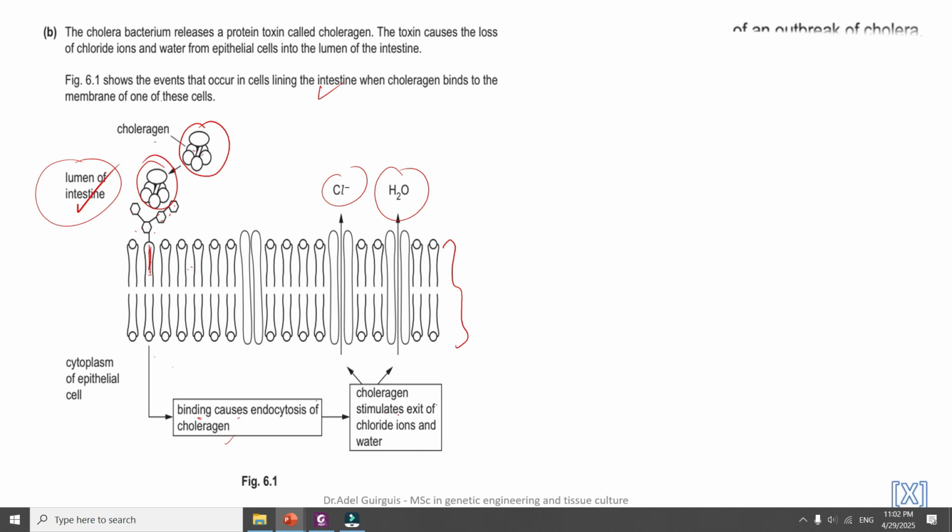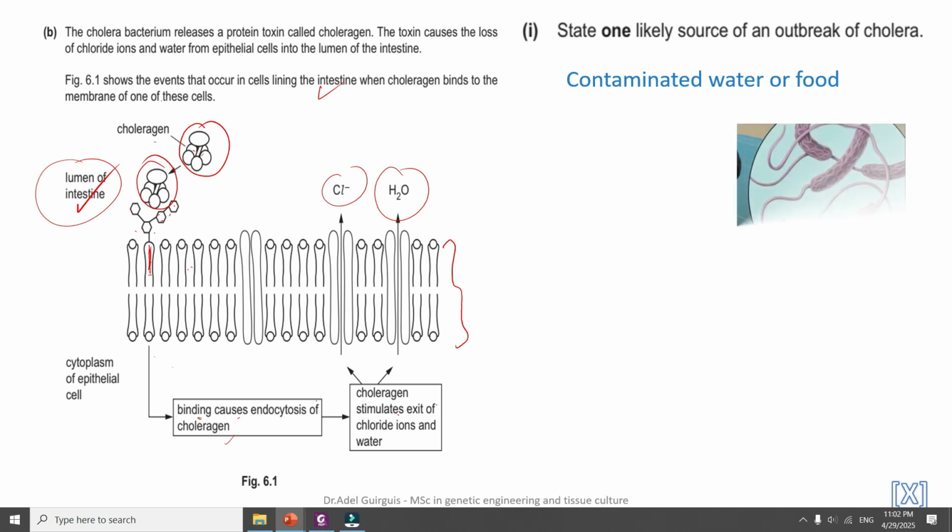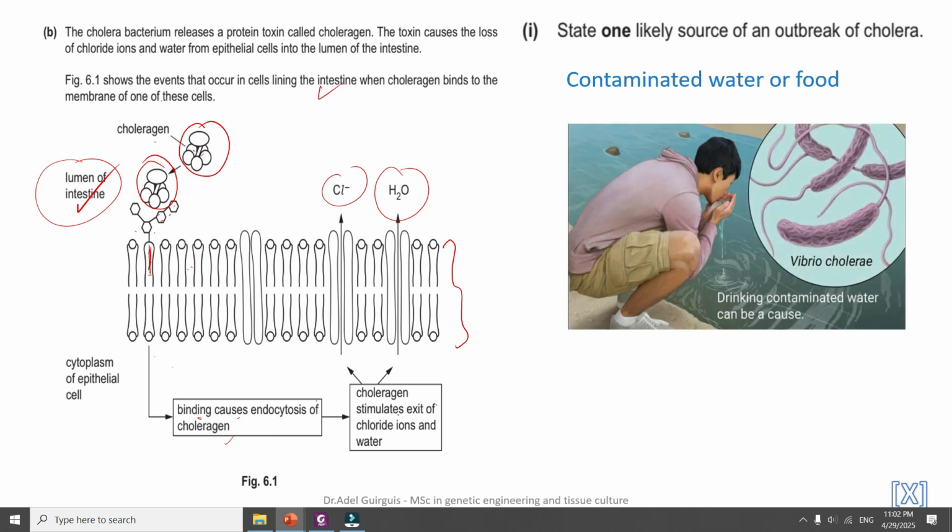Now the question: state one likely source of an outbreak of cholera. What's the cause of an outbreak of cholera? Contaminated water or food. Drinking, swimming, bathing in contaminated water, or even eating food, vegetables, fruits washed by contaminated water with sewage water. Here Vibrio cholerae is the causative agent, the pathogen. It has one flagellum at one extremity and is comma-like in shape.